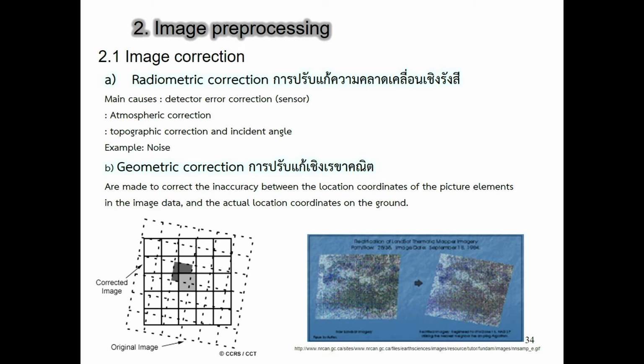Some cloud, and then you cannot see the objects, okay? You cannot see the data, cannot see the information. You have to use this technique, atmospheric correction, to try to make it clearer, more clearly, okay? And then you have to use this technique.